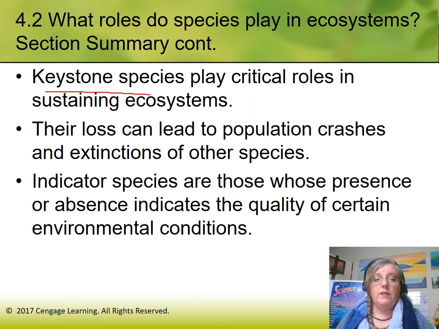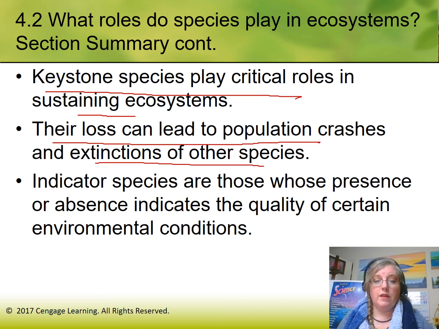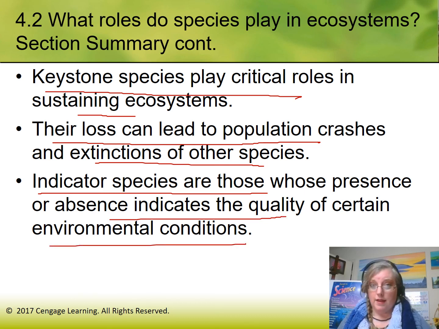The keystone species play critical roles in sustaining their ecosystem. The loss of them can lead to population crashes and extinction of the other species. The indicator species are those whose presence or absence indicates a certain quality of the environment. And we got it all.